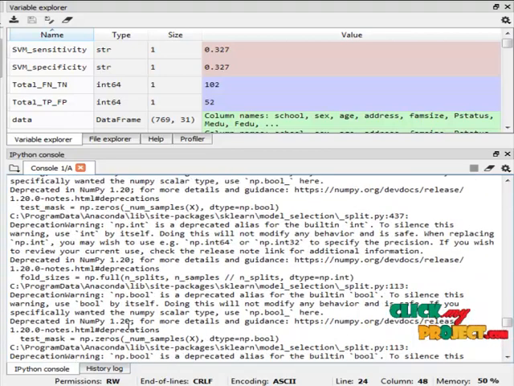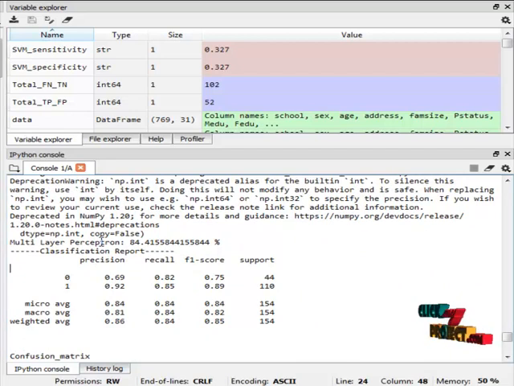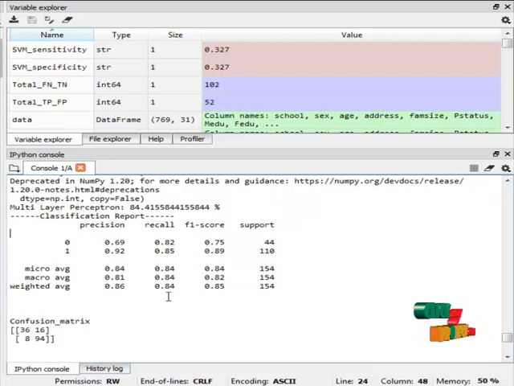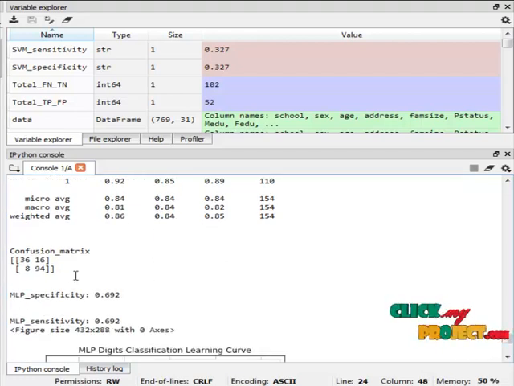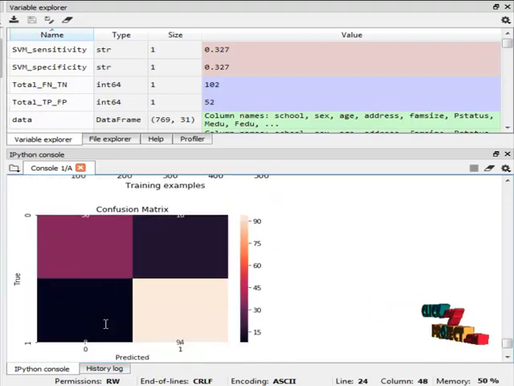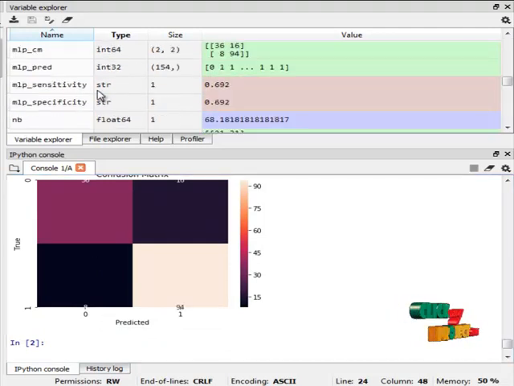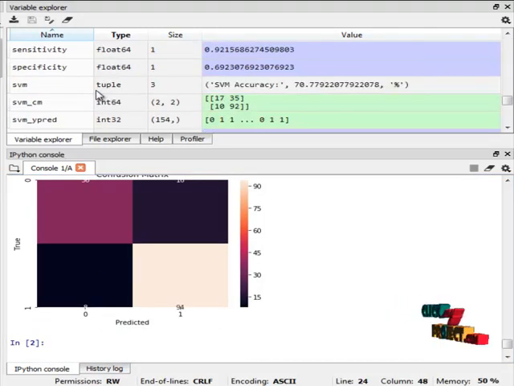The final algorithm is the multi-layer perceptron algorithm, and the accuracy of MLP is 84%. This is the classification report of the MLP algorithm, and this is the confusion matrix of the MLP algorithm. The specificity of MLP is 0.692 and sensitivity is also 0.692. This is the MLP classification learning curve, and this is the confusion matrix. These are all the results that we used in our program.